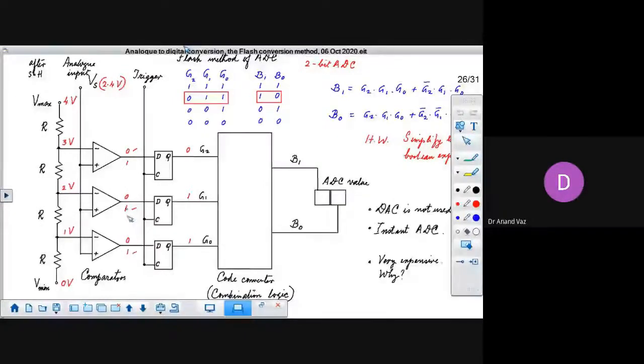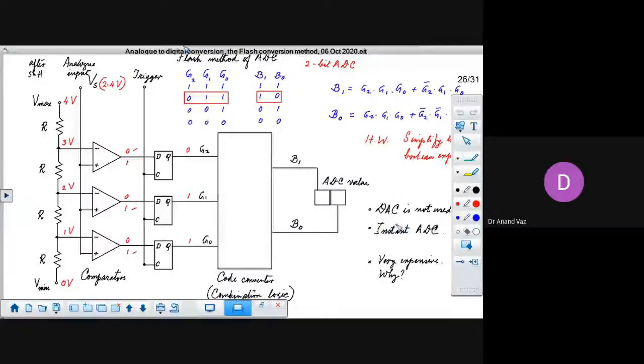Of course, you need a trigger in order to initiate the analog to digital conversion, and the values obtained as the outputs of these comparators are latched in these respective latches, and passed on to the code converter circuit immediately. Because you use a combination logic circuit at the code converter level, you immediately get the bit pattern V0, V1. In this case, we have taken just a 2-bit analog to digital converter.